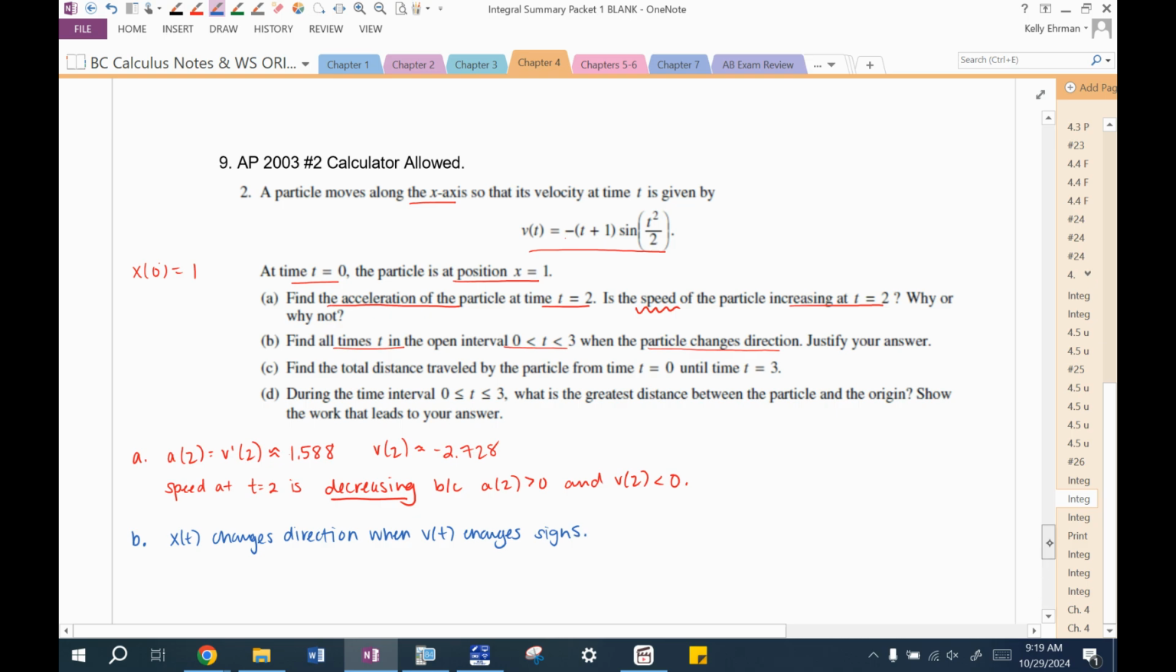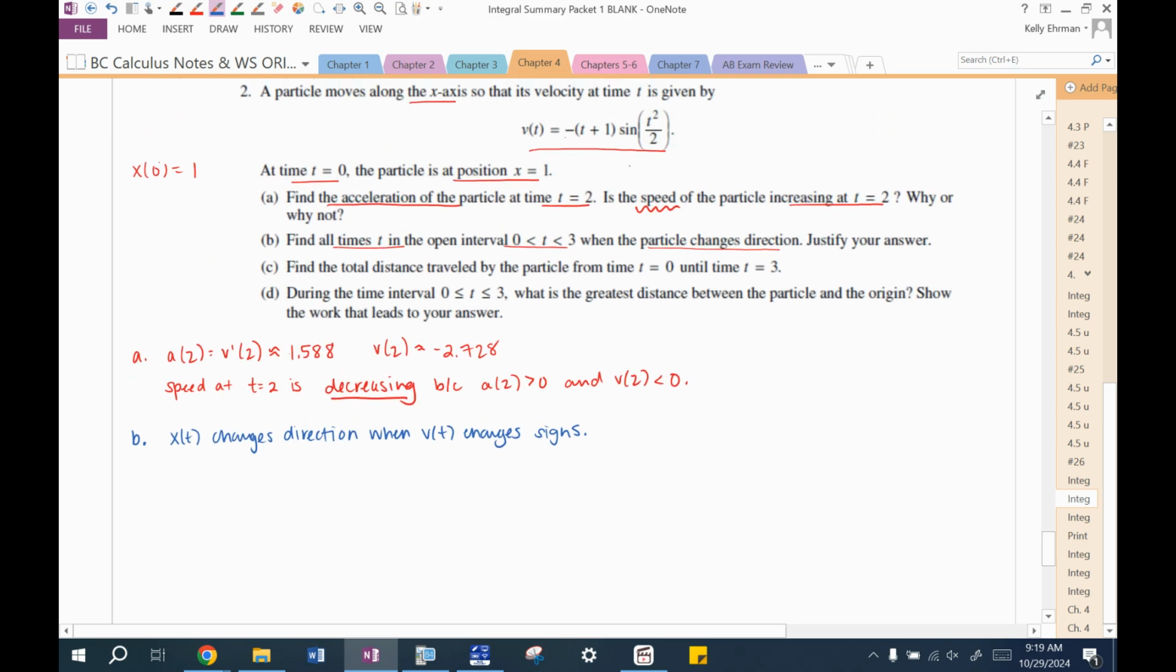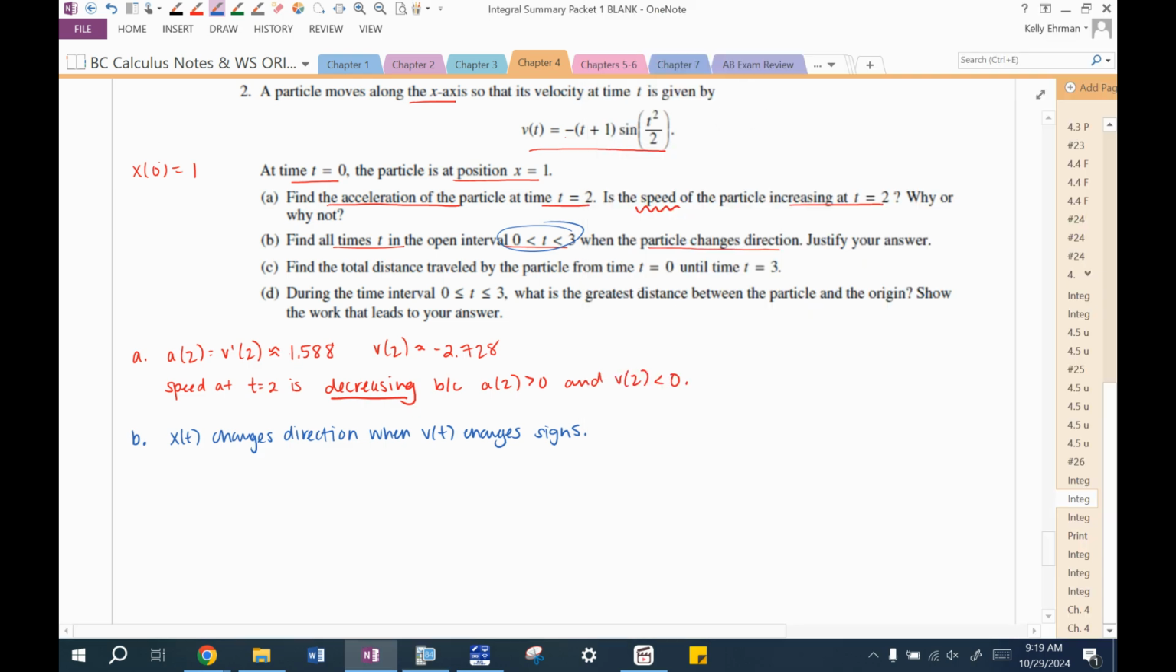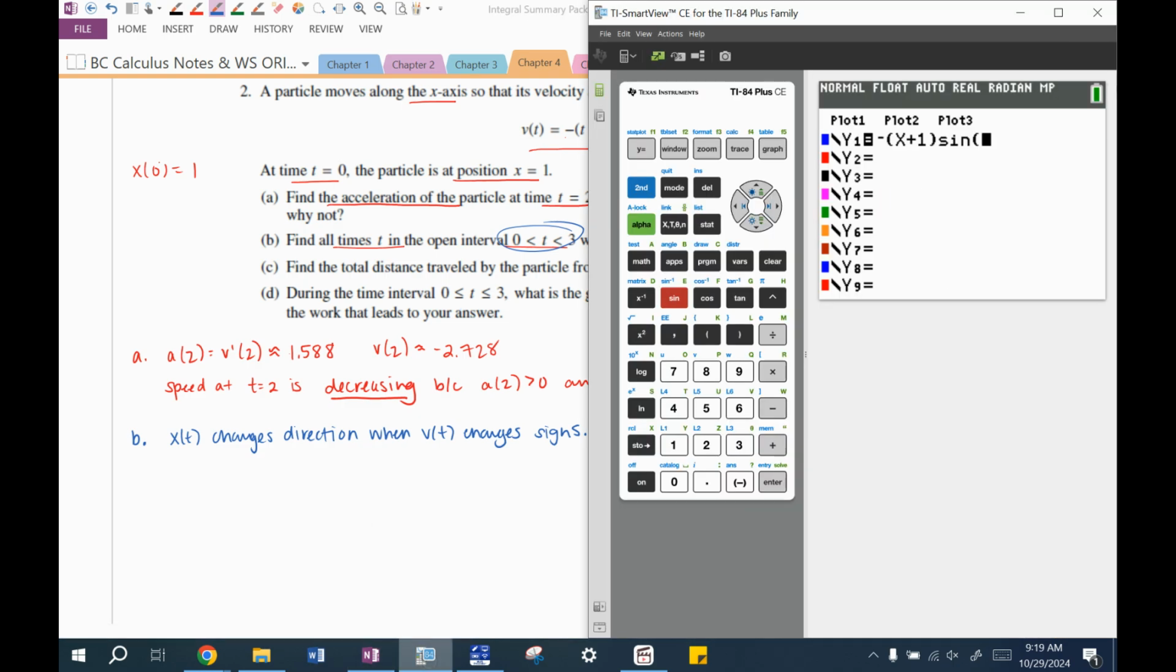And then does this ever happen? I don't know, let's graph this thing on the window 0 to 3 and see what it looks like. So I'm going to go to y equals negative x plus 1 times the sine of x squared over 2.